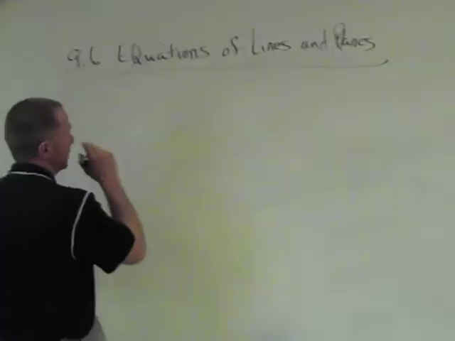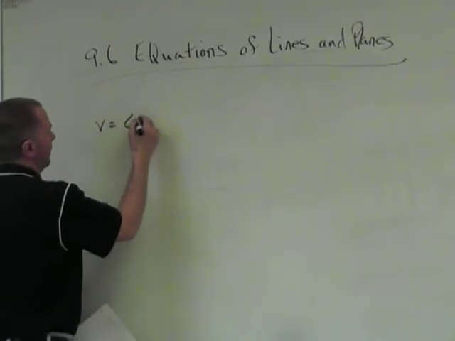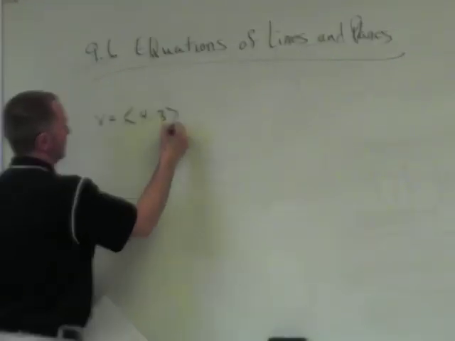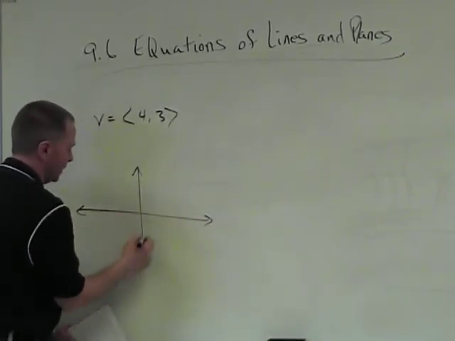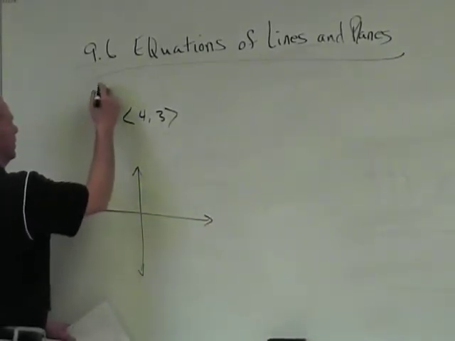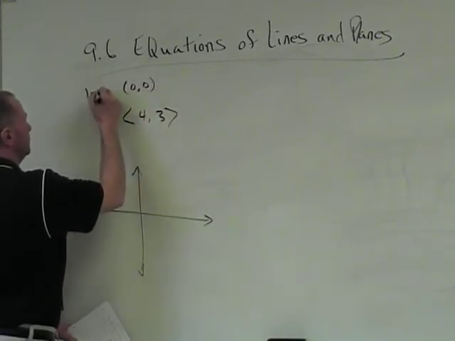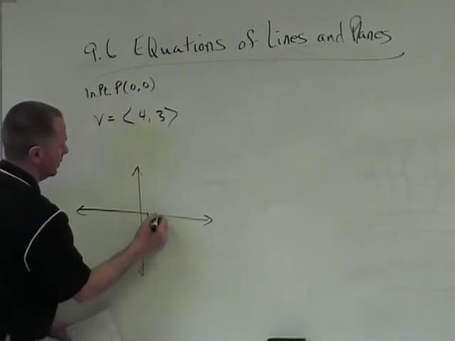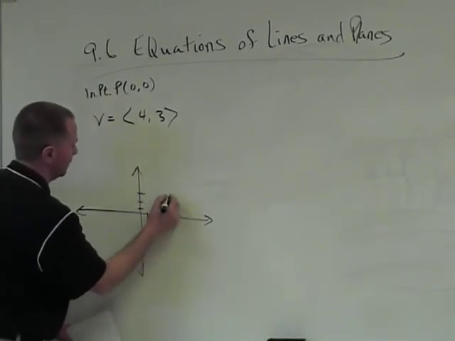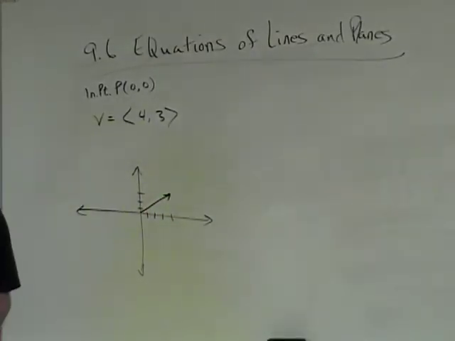9.6 equation of lines and planes. First of all, let's do a 2D vector of 4 and 3. So if I graph that, and you graph it too, the initial point is going to be 0, 0. So that's our initial point. So 1, 2, 3, 4, 1, 2, 3. So everybody draw that vector.